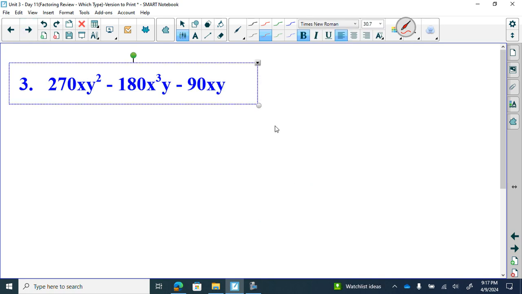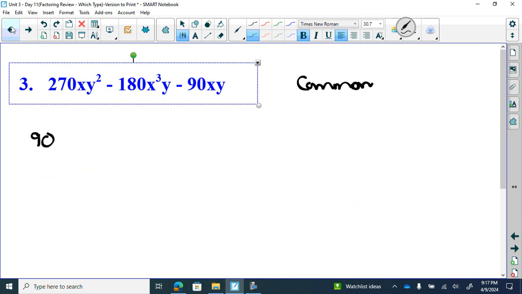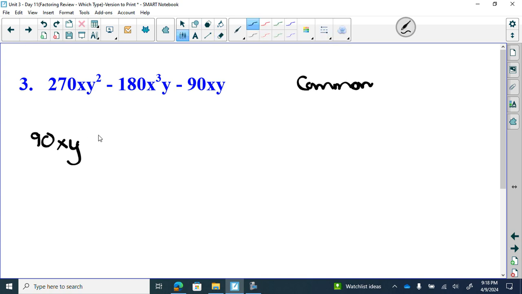Moving on to number 3. First thing I should try, common factor, 270, 180, and 90. They are all divisible by 90. So this is a common factor. It's the same as number 1. It was a common factor. So they're all divisible by 90. X to the first, x cubed, x to the first. They do all have an x. Lowest exponent is 1. Y squared, y to the first, y to the first. They all have a y. So I will take out an exponent of 1.